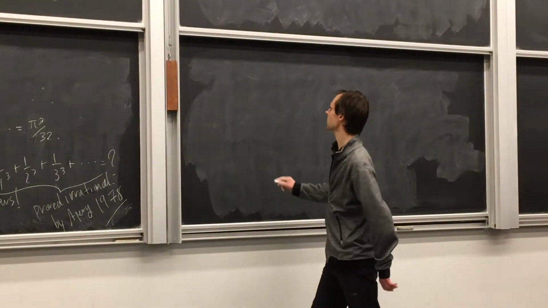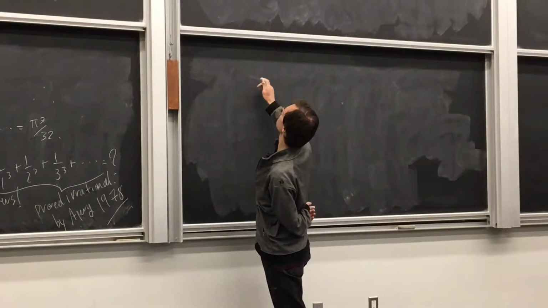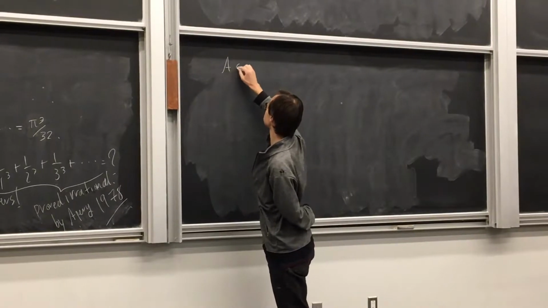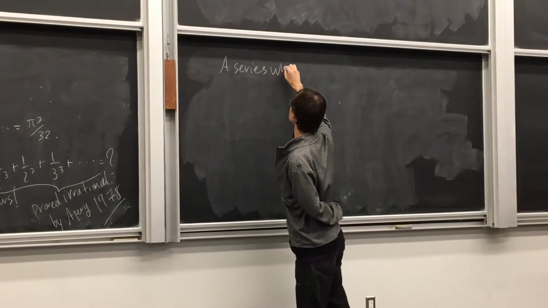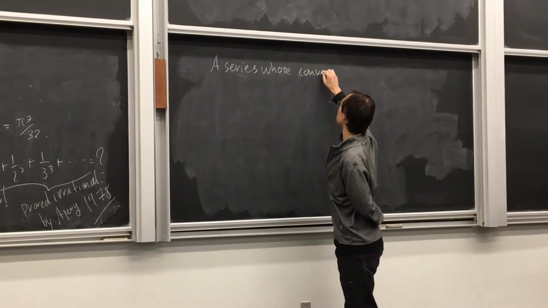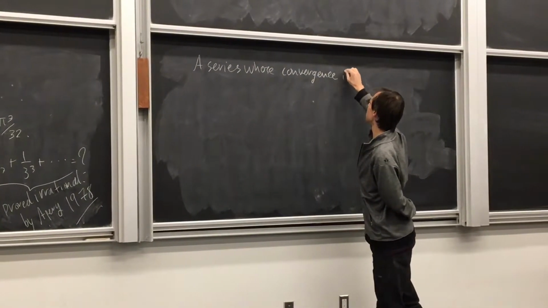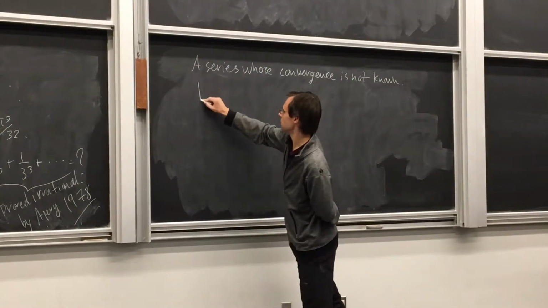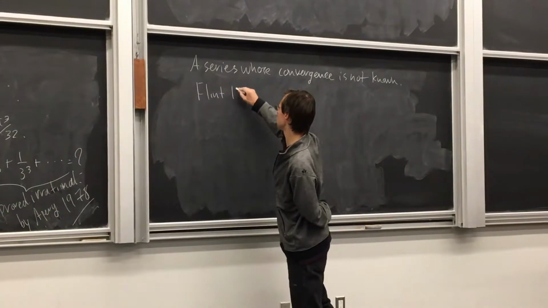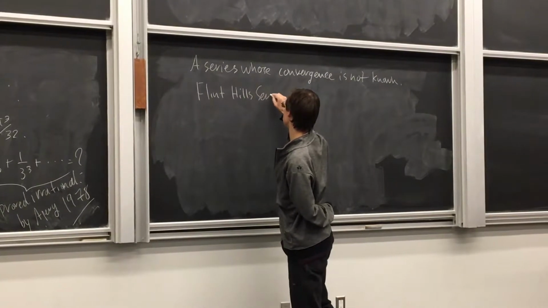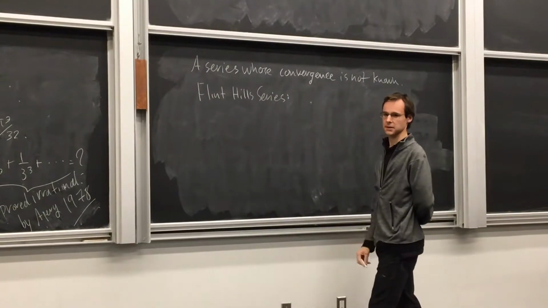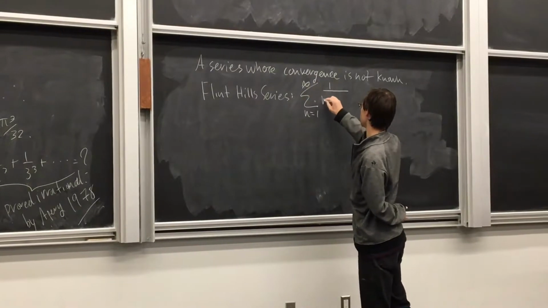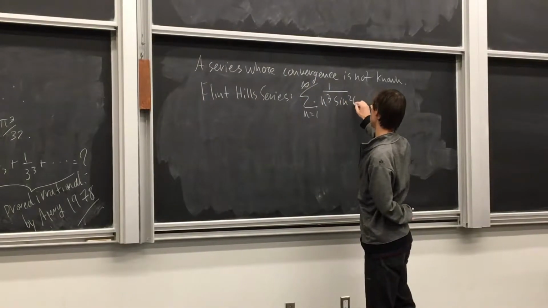Here's a famous example. So open problem, I guess that was number 1. This would be number 3: a series whose convergence is not known. This is called the Flint Hills series, and it looks like this. You're summing over all the integers, n equals 1 to infinity, and the terms look like 1 over n cubed sine squared n.